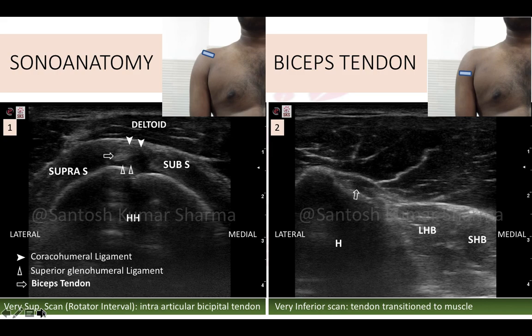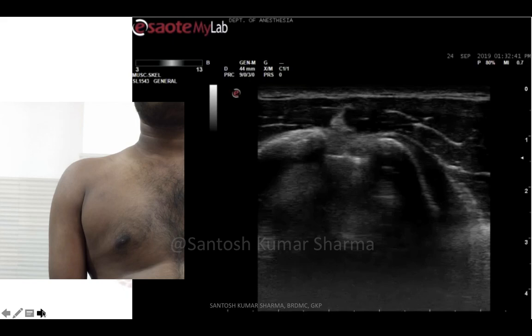When we scan down, what we find is that the bicipital tendon has transformed into the myotendinous junction, where the long head and short head have changed into a tendon, and there you can see the pectoralis major tendon also, which gives another support.